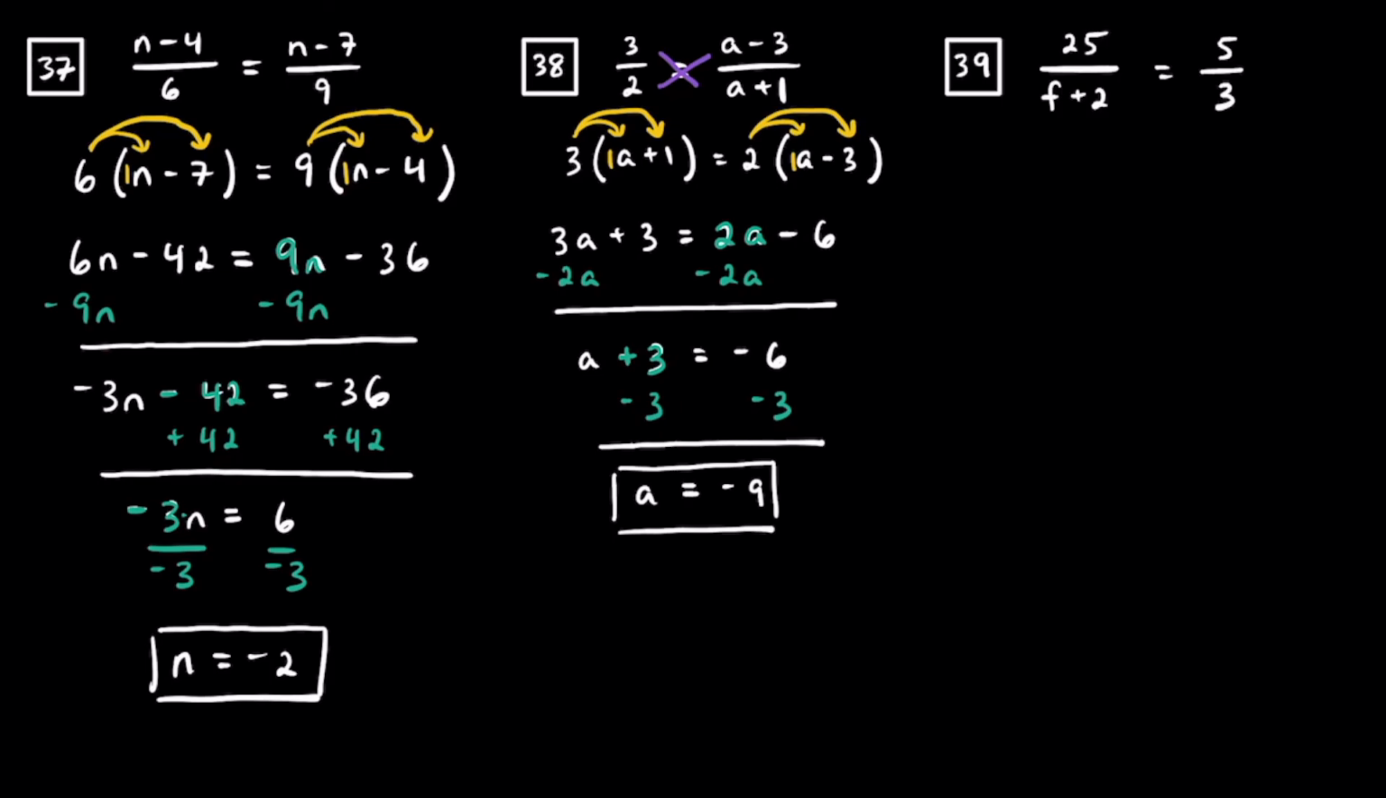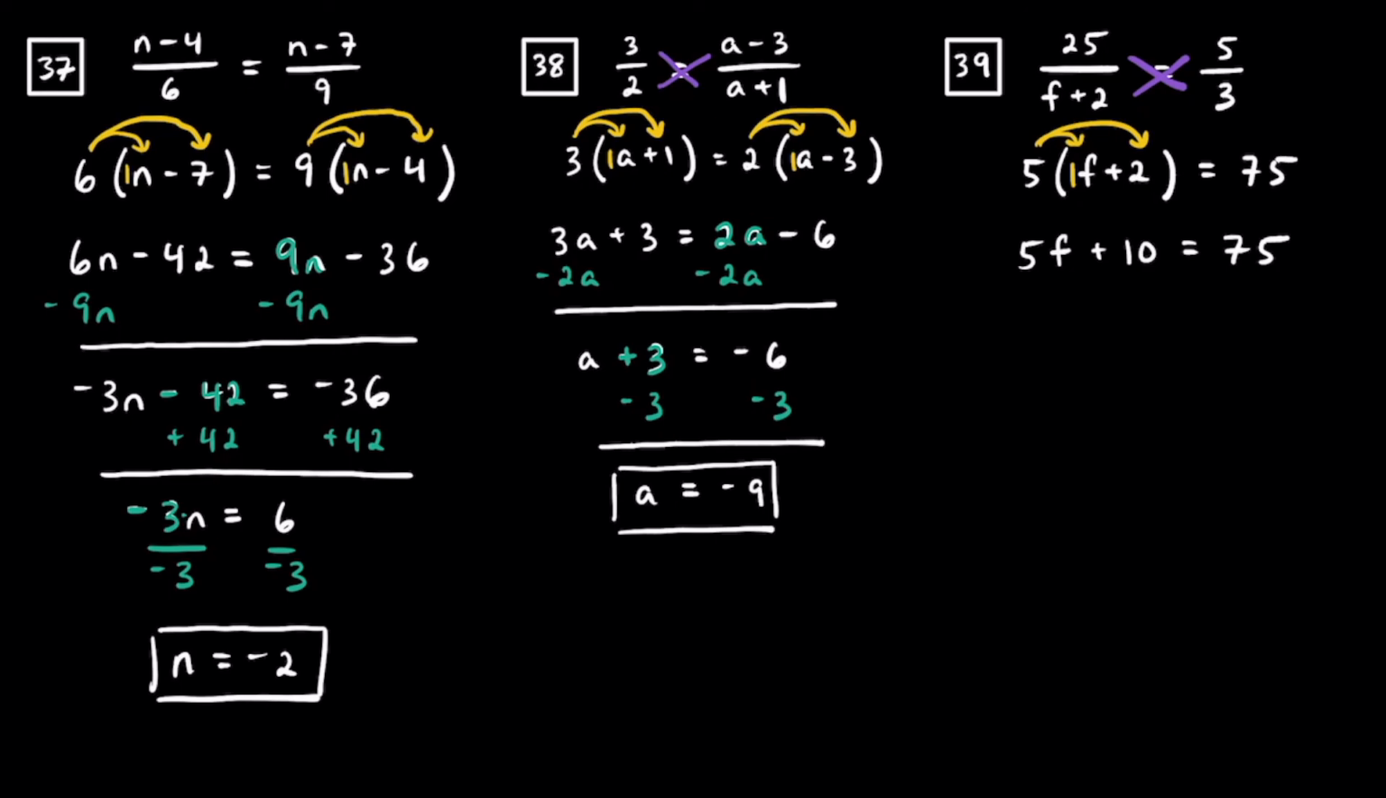And finally, for question 39, we have one final proportion, and we can use cross products again to solve it. So multiplying this 5 times the f plus 2, that's going to be 5 times the quantity of f plus 2. And on the right side, 25 times 3 is going to equal 75. We'll distribute this 5 to this 1f and this 5 to this positive 2. 5 times the 1f is going to equal 5f, and 5 times positive 2 is going to equal positive 10, and that's equal to 75 on the right side.